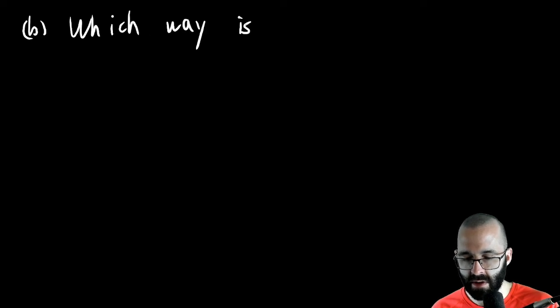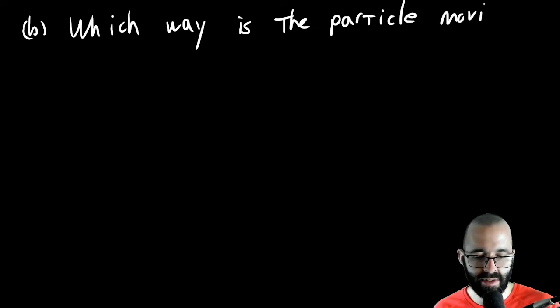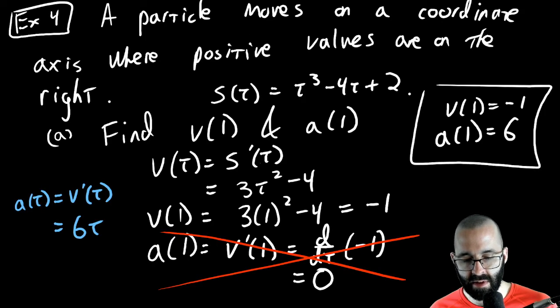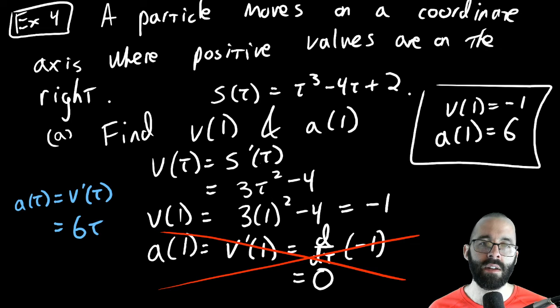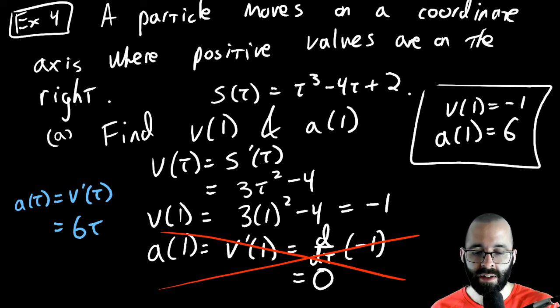Part B says, which way is the particle moving after 1 second? Well, we didn't have units. Which way is the particle moving at t equals 1? So again, we look at the velocity. A positive velocity means it's moving forward. A negative velocity means it's moving backwards. And this one tells us that positive means to the right. So if we had a positive velocity, it'd be moving to the right. But we have a negative velocity, so it's moving to the left at t equals 1.